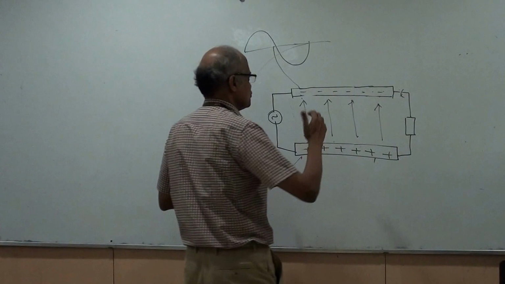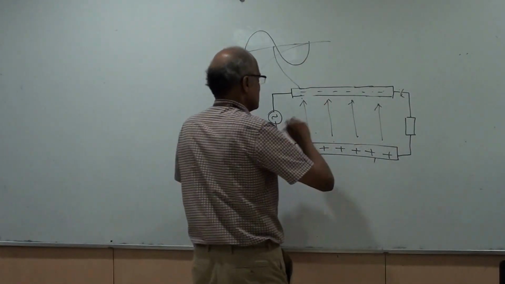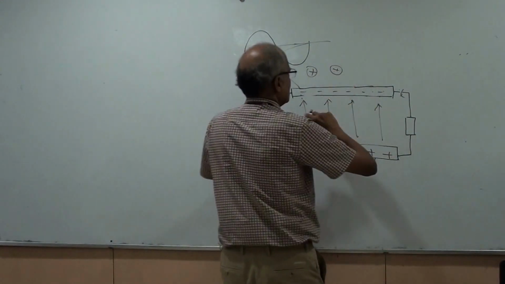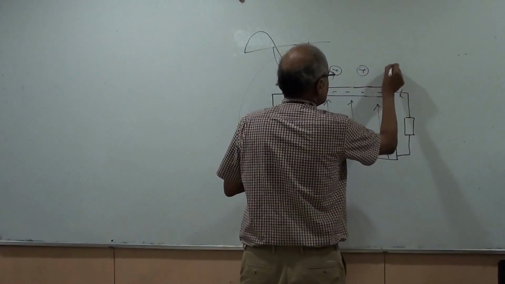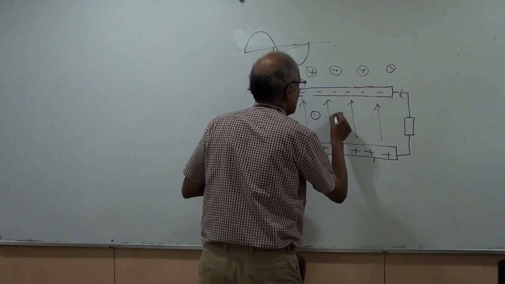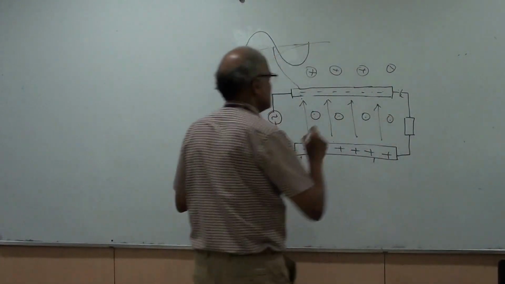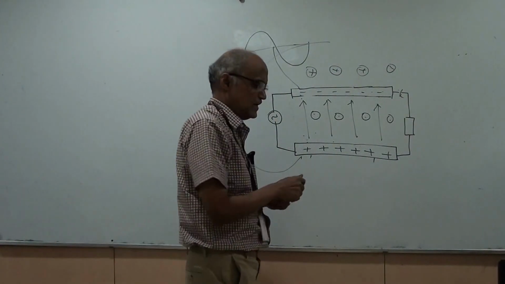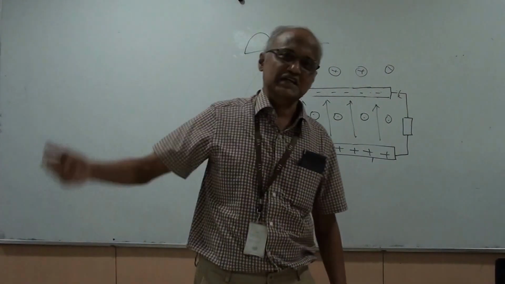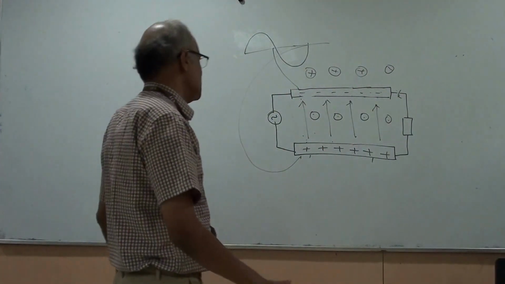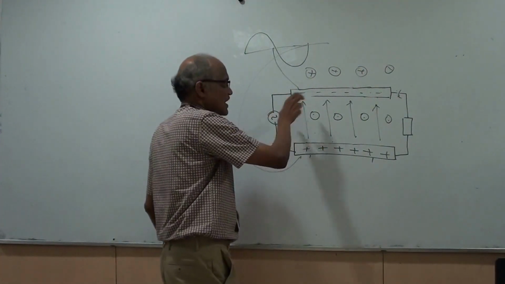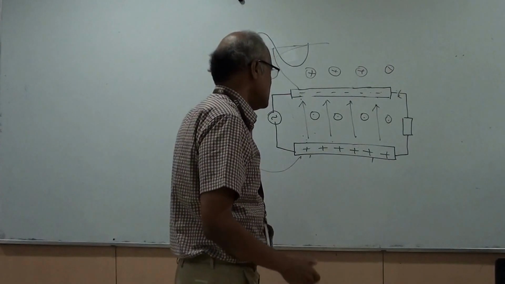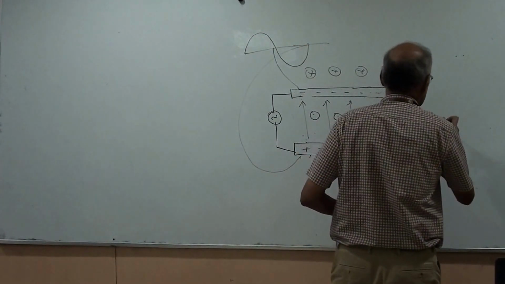Therefore, the magnetic field will also be reversed if we use the right hand rule. So here it will be into the board, and here it will be out of the board. Now you can use the right hand rule yourself. Both the electric field and the magnetic field change polarity at the same time, because there is no phase difference between the voltage and the current. The load being purely resistive, whenever E changes polarity, H also changes polarity.